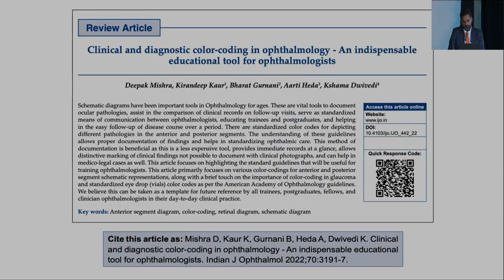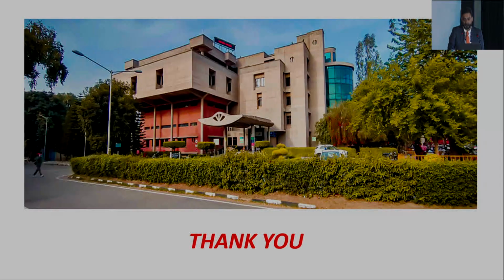And for all of this and more, there's a pretty good review article in the IJO, I think late 2022. It gives great pictorial representation of both anterior segment and posterior segment color coding. If you go through that, just look at the photos that the author has shown. They are self-explanatory. They tend to cover most things. And with that, I'm happy to take any questions if there are any. Thank you.